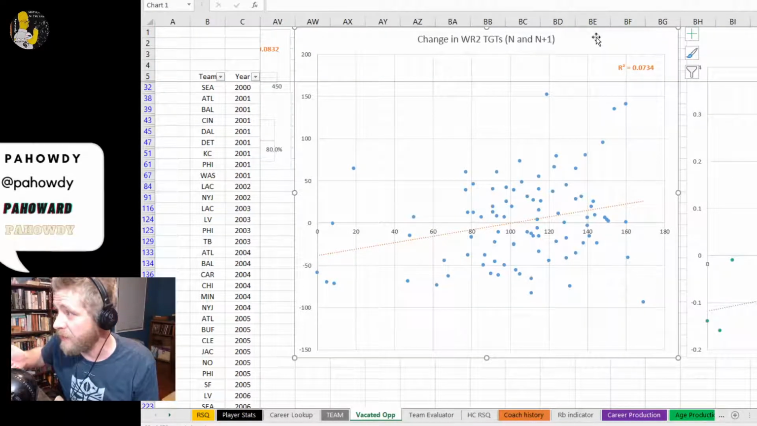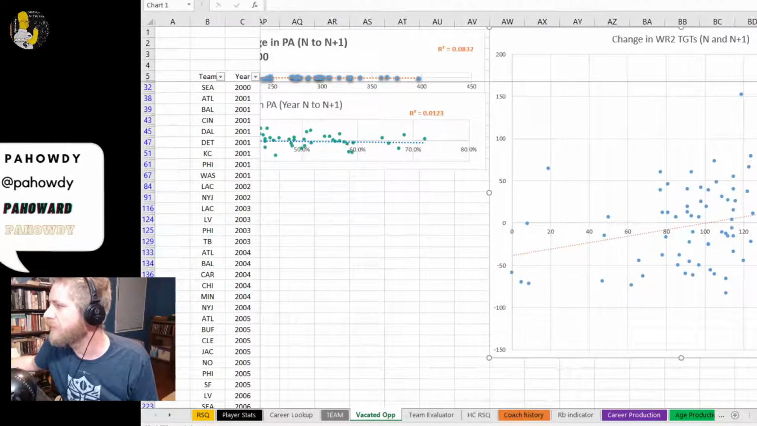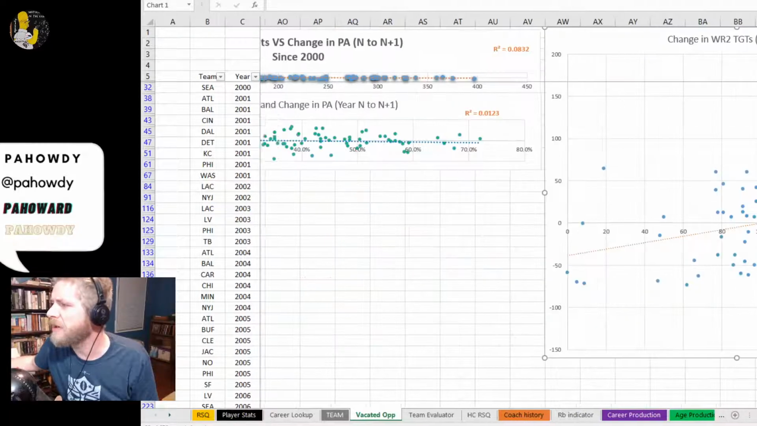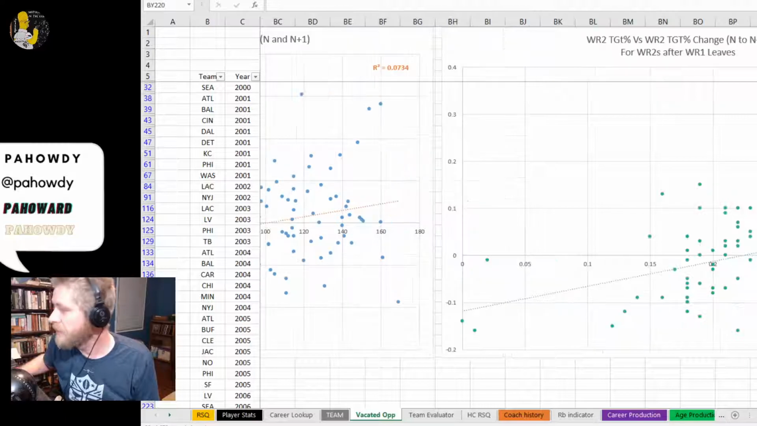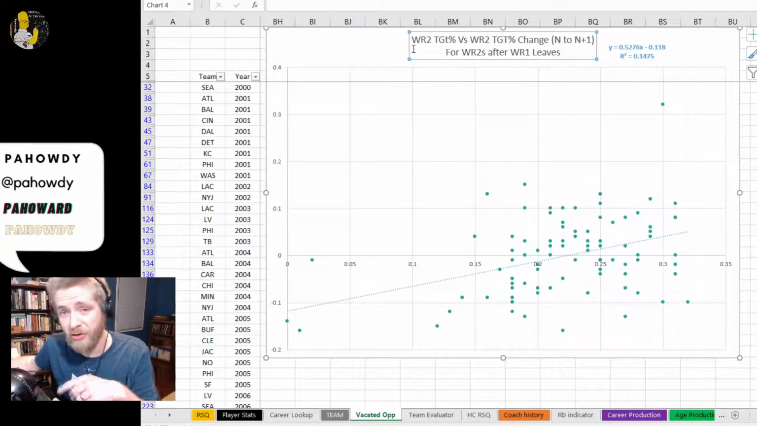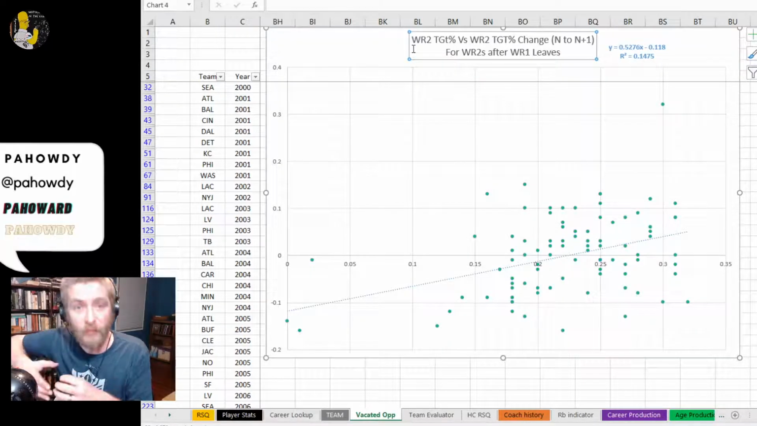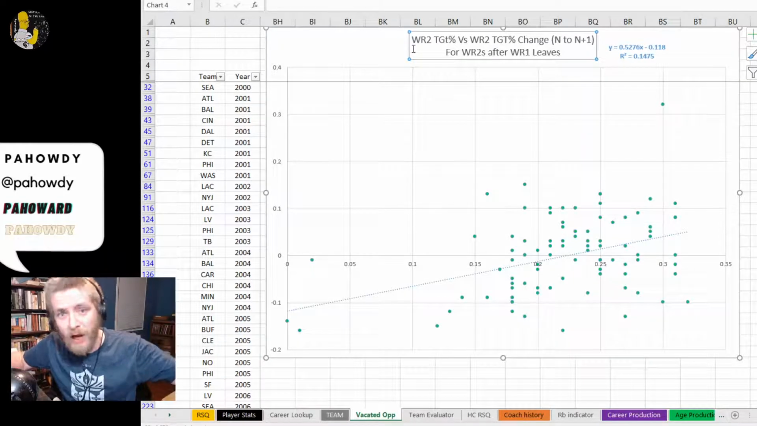What I found is around, that's actually terrible. That's not the right correlation there. I thought it was slightly higher than that. Oh, wait, I'm looking at the wrong one. This one. Nerds, right? Wide receiver 2's target share the following year versus their target share this year, if the wide receiver 1 has left the team. What happens to their target share?